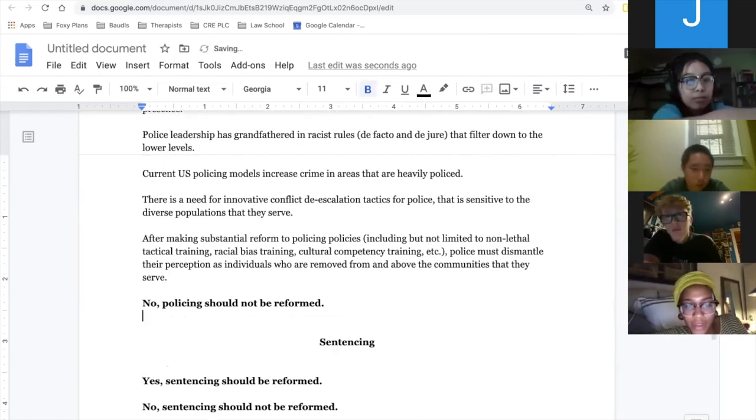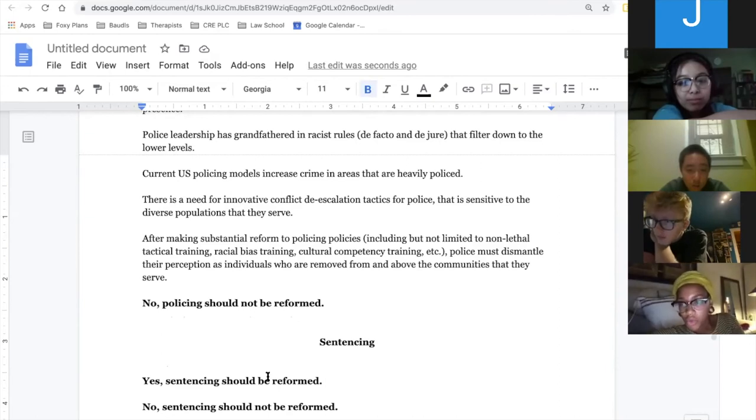Any reasons why policing might not be reformed? You say no. Well, for the purposes of this, if anybody actually does feel like there's some reasons where policing might not need to be reformed, I don't want to sway you with my own beliefs. But if there's any reasons why you think that policing might not need to be reformed, speak now. Going once, going twice. So policing should be reformed.